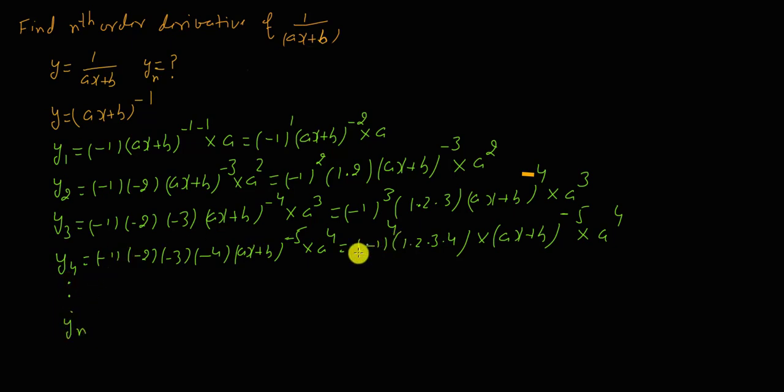Look over here. When here is 4, it is minus 1 raised to the power 4. When here is 3, minus 1 raised to the power 3. When here is 2, minus 1 raised to the power 2. Here is 1, minus 1 raised to the power 1. So whenever here is n, you can simply write it will be minus 1 raised to the power n. When here is 4, it is 1, 2, 3, 4. When here is 3, it is 1, 2, 3. When here will be n, it will be 1, 2, 3 up to n.